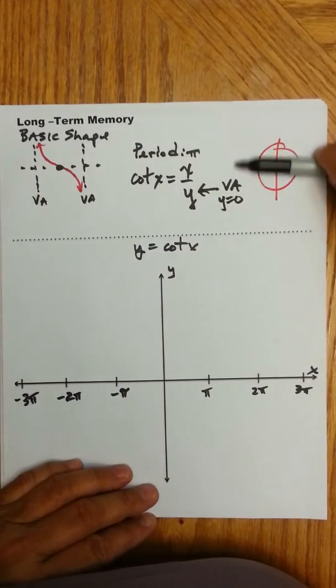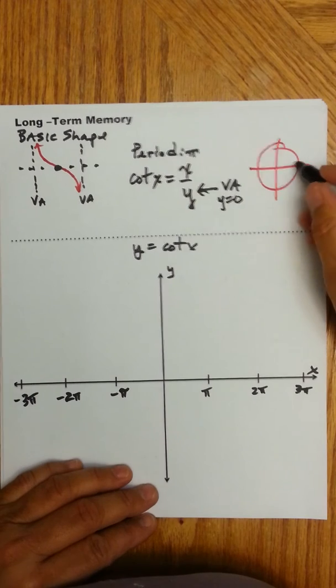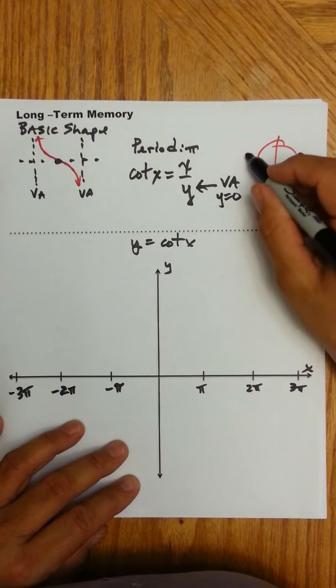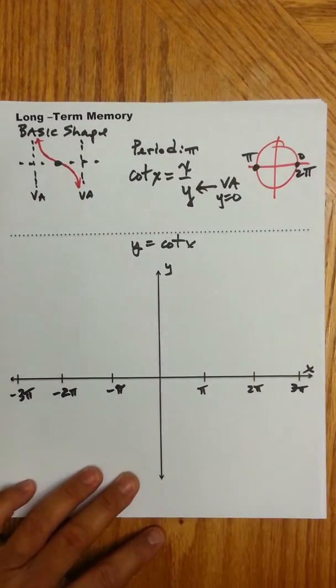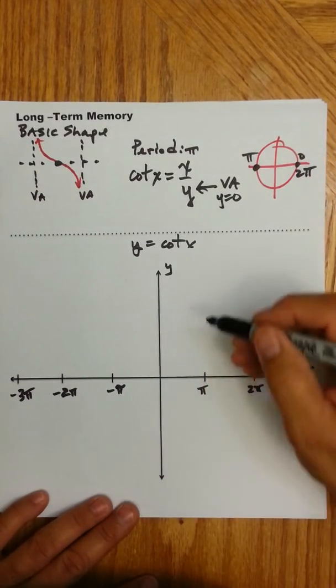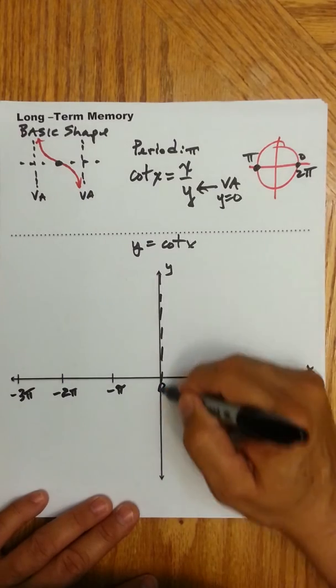So where is it that y is 0? Well, it's here and here. And 0, pi, 2 pi, all multiples of pi, right? So now let's go ahead and put our asymptotes in.